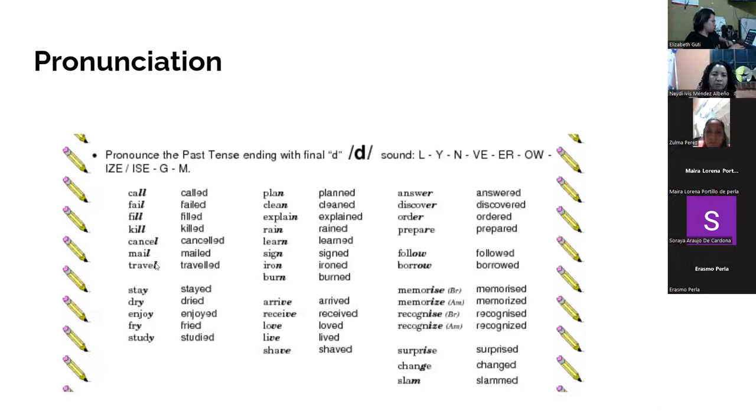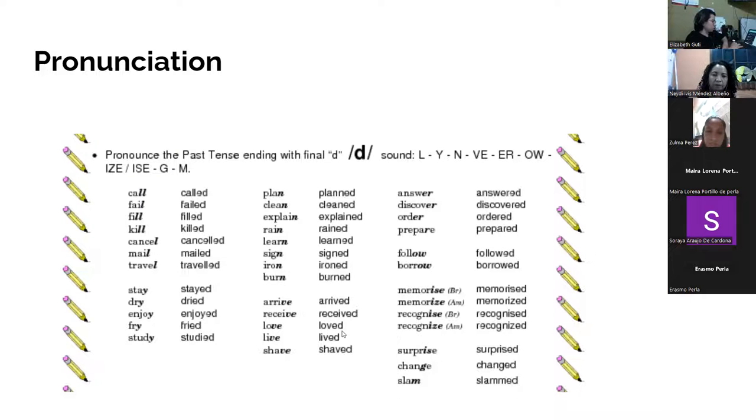So the same, right? What is the past of stay? Stay, quedarse. Stayed. Love, right, is a very common word. Love. Loved. Exactly. So now you know.